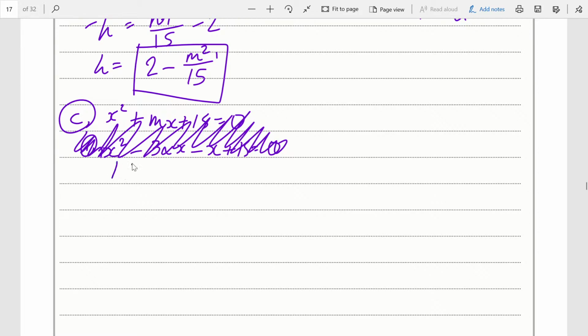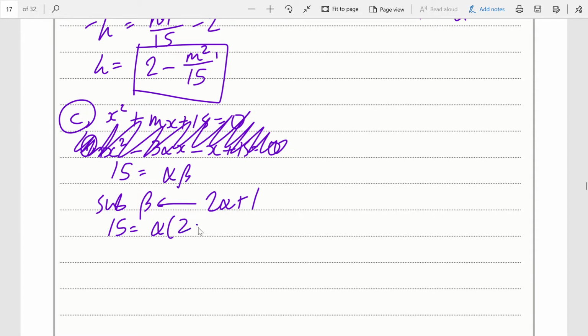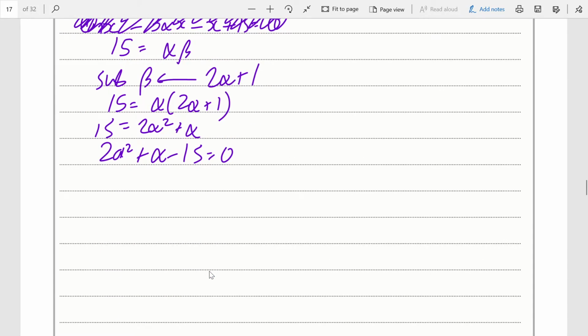So using the knowledge that 15 is equal to alpha beta, and we sub in beta as 2 alpha plus 1, then we'll get 15 is equal to alpha times 2 alpha plus 1, which is equal to 2 alpha squared plus alpha. And of course we can move this 15 to the other side, so we'll say 2 alpha squared plus alpha minus 15 is equal to 0 if we subtract 15 from both sides and swap them over across the equal sign.